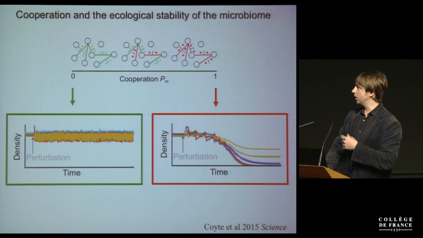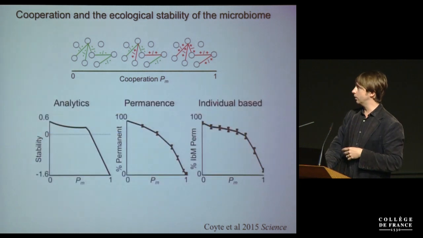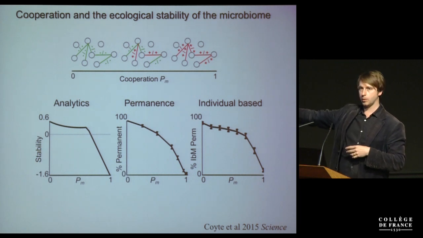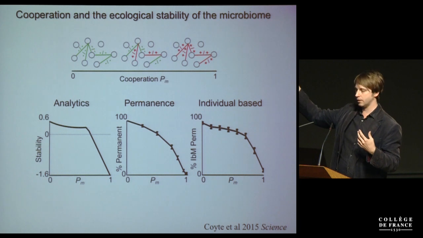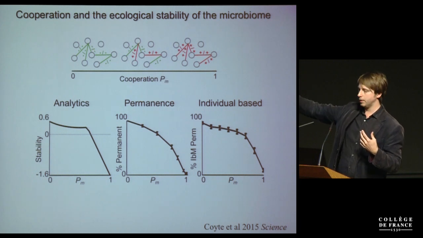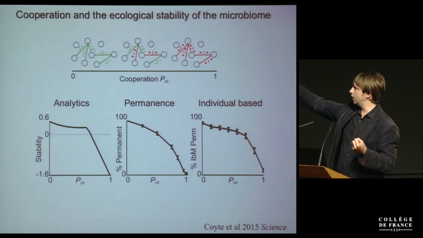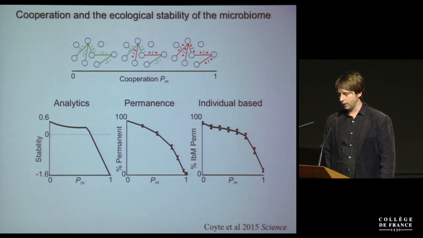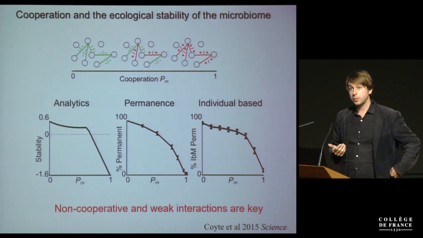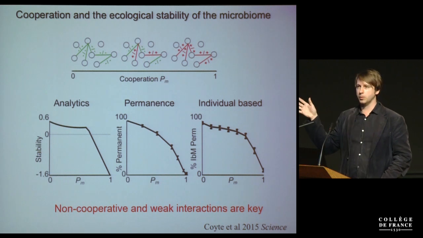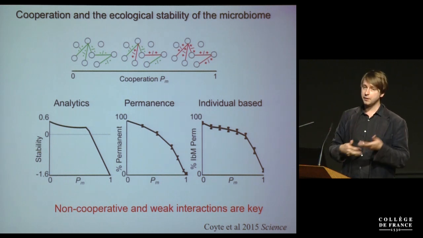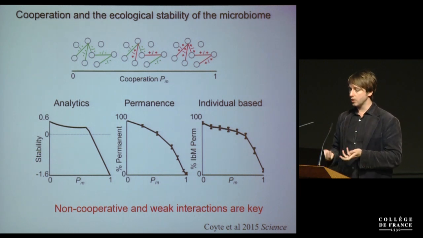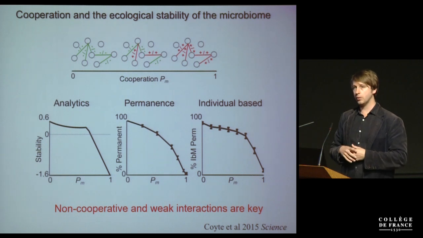And so we can analyze this much more generally. We did it using various mathematical and computational techniques. But in each case, what you're seeing on the bottom is the proportion of cooperation, PM, and then the stability of these systems, measured with just maths, with permanence, which is a computational technique, and then individual-based modeling, which is really simulations. Basically, in all cases, things collapse if they have too many positive links. So this leads to a prediction that we expect non-cooperative and weak interactions will be key to having a stable microbiome, even if that is less productive than having all these cooperative interactions that are working for mutual gain. The question, then, is what actually happens in the microbiome, and we really don't know that much yet.